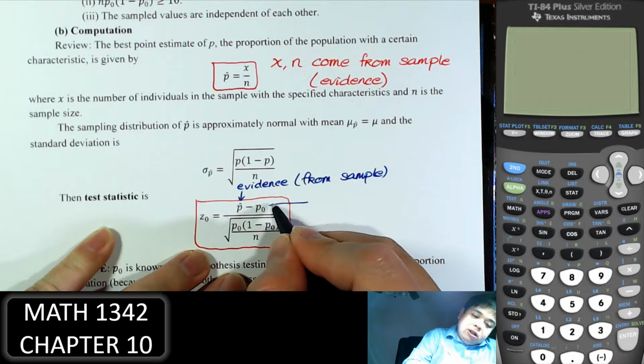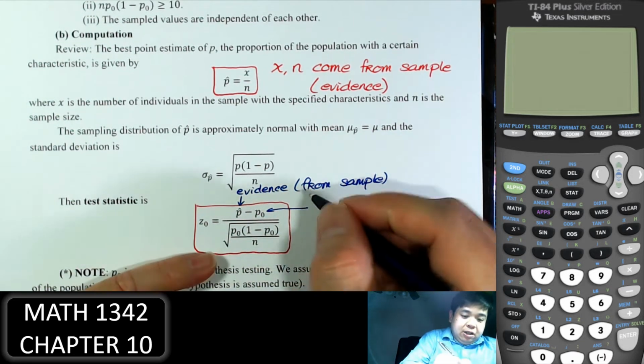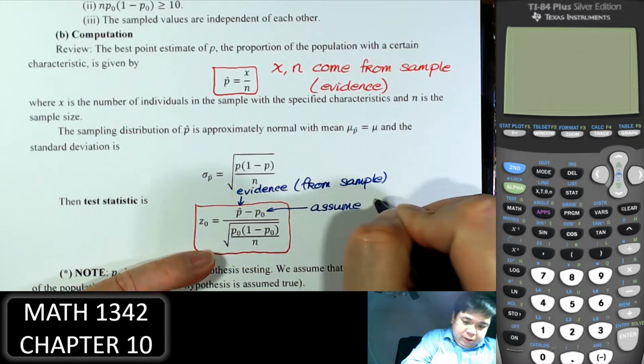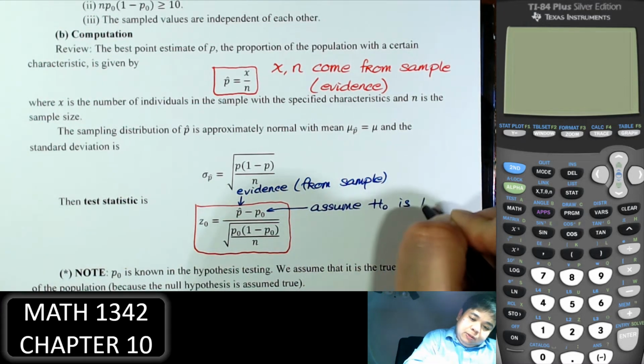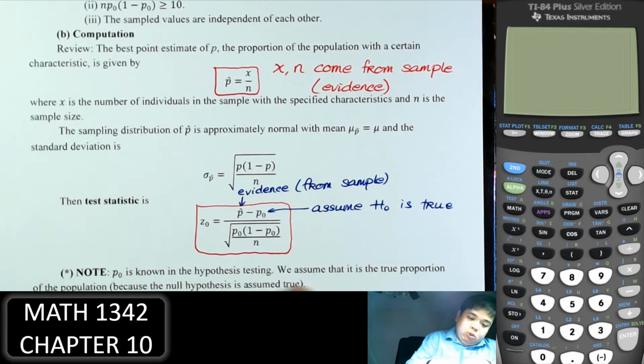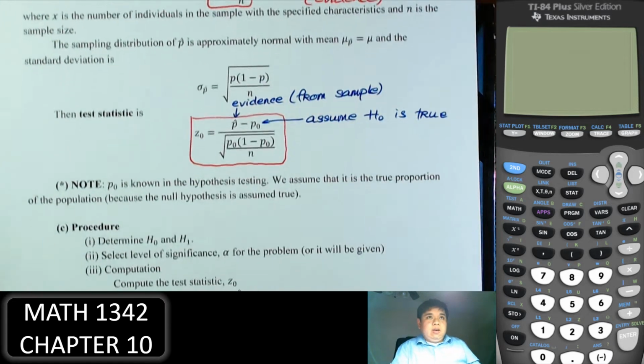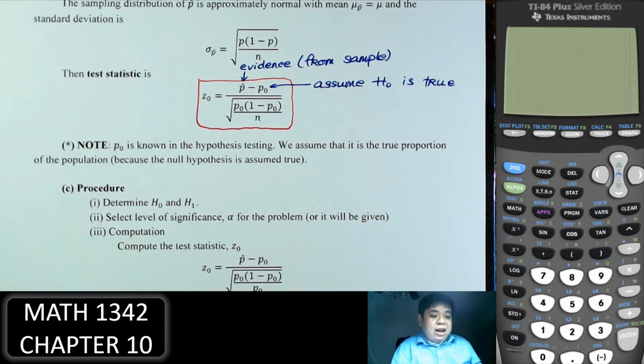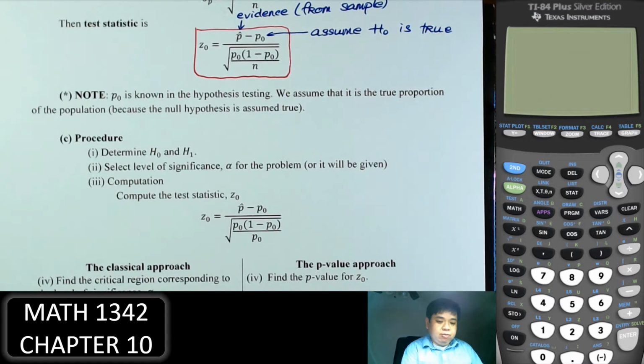And the p naught is assume that it is true. Yeah, that's what we have here. Right, so we calculate this, and we use this for the classical approach, and the p-values we do not use that. We use a different way.